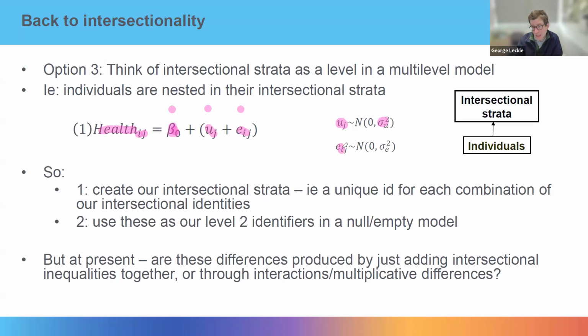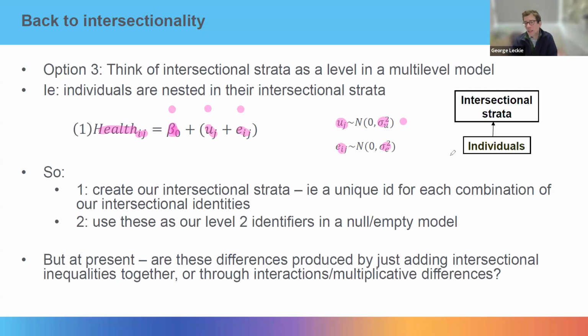And we put that in perspective by comparing that parameter to the variance of the residuals, the extent to which individuals vary around their averages. So we're interested in the relative magnitude of sigma u squared, the variance in the intersection means.